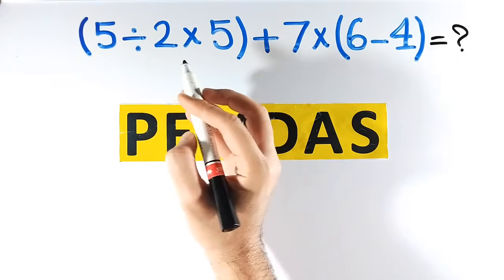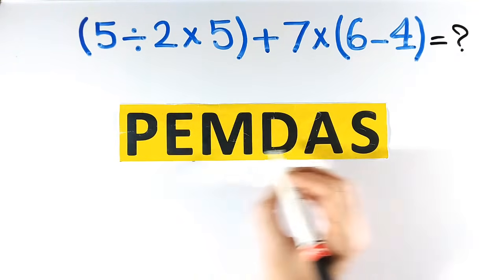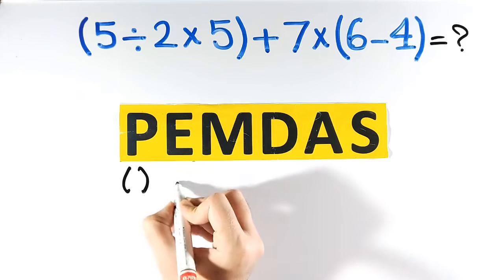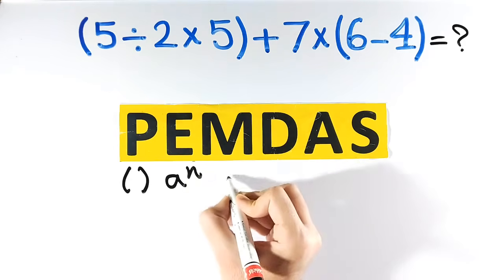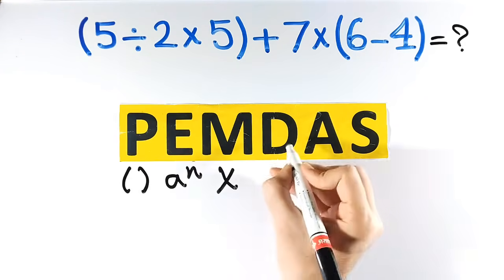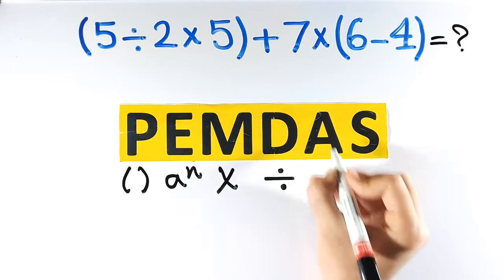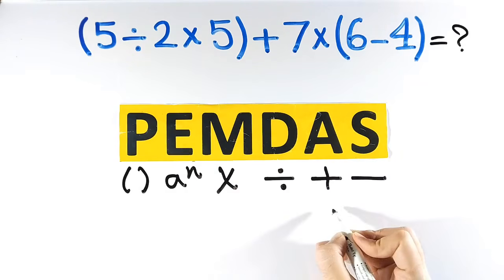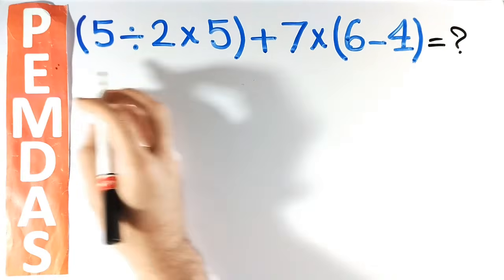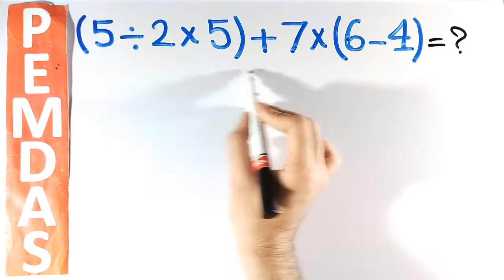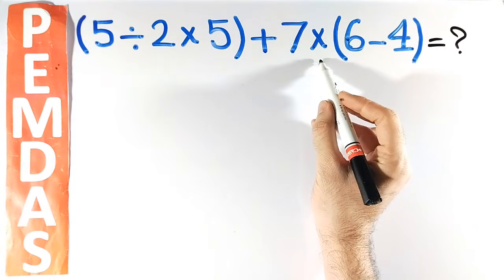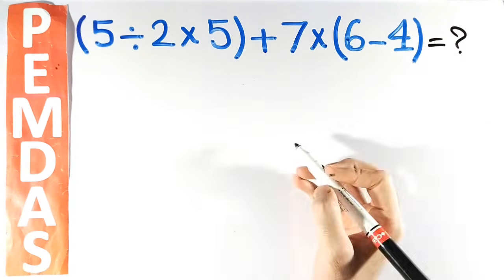To solve this question, we must follow a rule that is called PEMDAS. In this rule, P stands for parentheses, E stands for exponent, M stands for multiplication, D stands for division, A stands for addition, and S stands for subtraction. As you can see on the screen, in this expression, first we have parentheses, then an addition sign, followed by a multiplication, and finally parentheses.